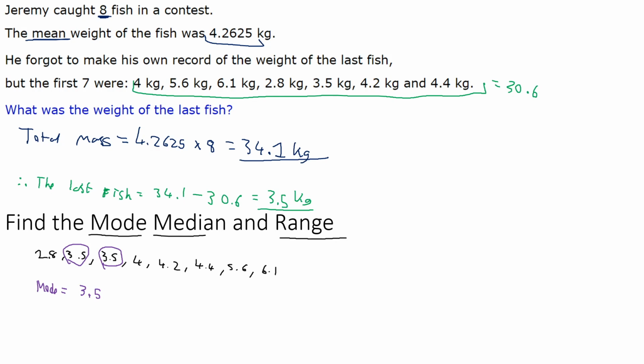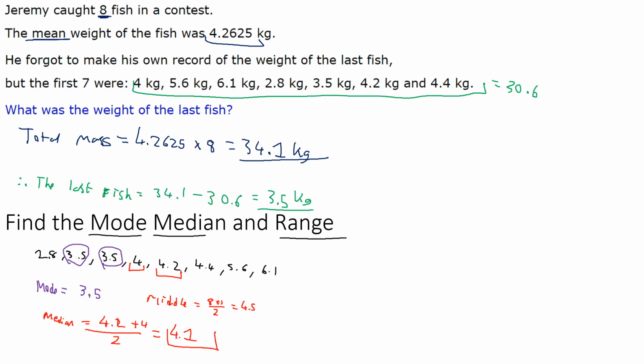The median, well, let's see. The middle number, first and foremost, is going to be 8 plus 1 over 2, 4.5. Okay, that's between number 4 and number 5. So the median is just going to be the mean of those two. 4.2 plus 4 over 2. I gave away the answer. It's 4.1. Okay?